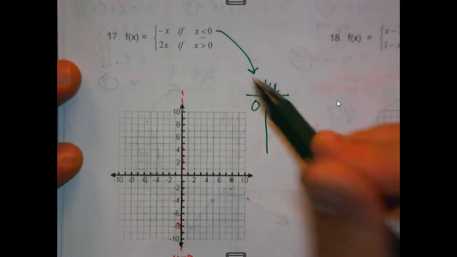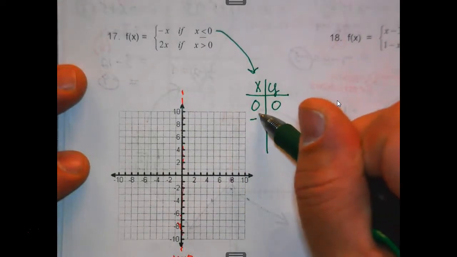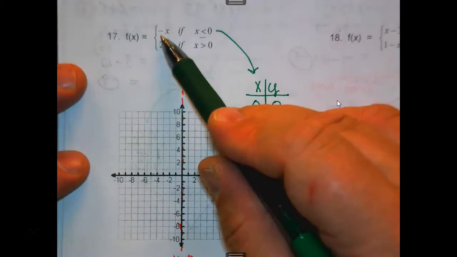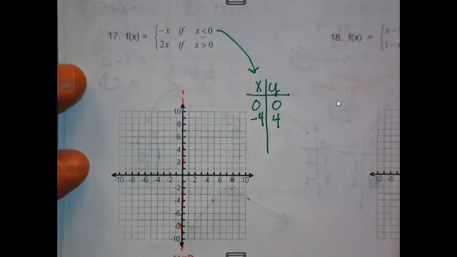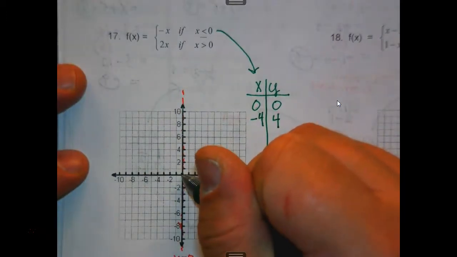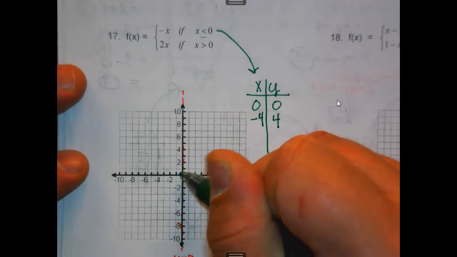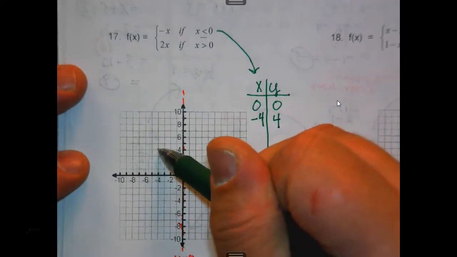0. I need a number smaller than 0. How about -1? -4 is less than or equal to 0. There's 2 points. 0, 0. By the way, is this an open or closed point? And then I have -4, 4.